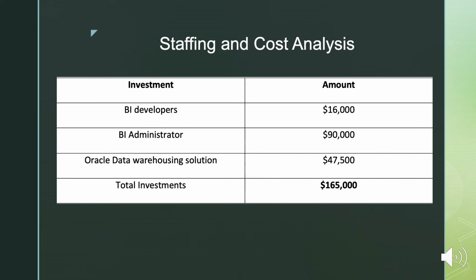And the data warehouse solution by Oracle that I suggested in the discussion. So you're looking at about $16,000 for the BI developers. The BI administrator runs between 80K to 101K, so I figured I'd meet in the middle, maybe lower, depending on the size of this project, which is not that big of a project, and the overall cost for the warehouse solution. And so the total investment goes to about $165,000. Not bad to gain a competitive advantage, right?